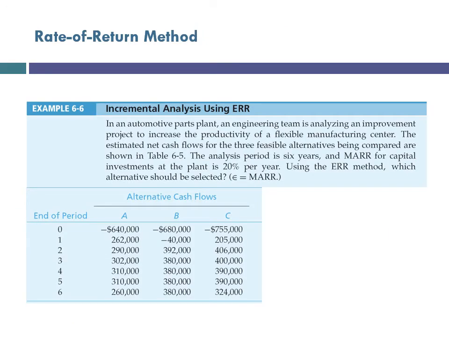Now let's consider another example. But in this example, instead of internal rate of return, we are going to use external rate of return. So in this example, we are given 3 alternative projects to increase the productivity of a flexible manufacturing center in an automotive parts plant. Okay, so the net cash flows for the 3 alternatives are given. It is said that the analysis period is 6 years and the MAR is given to be 20%.